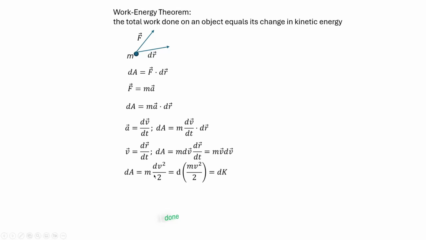Therefore, we have dA equals m d(v squared) over 2, because v dv equals d(v squared) over 2. We bring m inside the derivative, since m is constant, which equals d(mv squared over 2) equals dK, where K is mv squared over 2, the kinetic energy. Done.